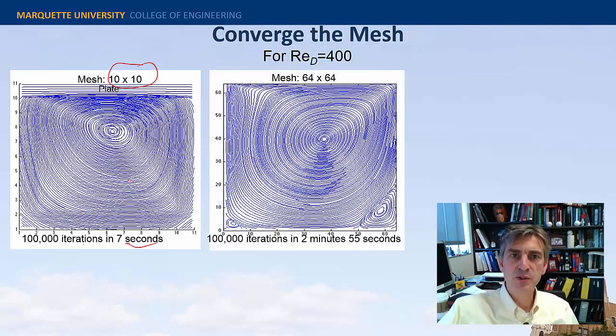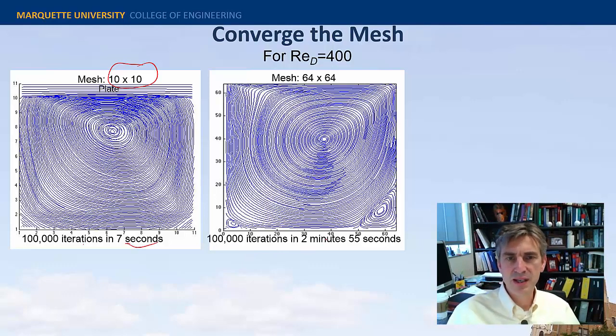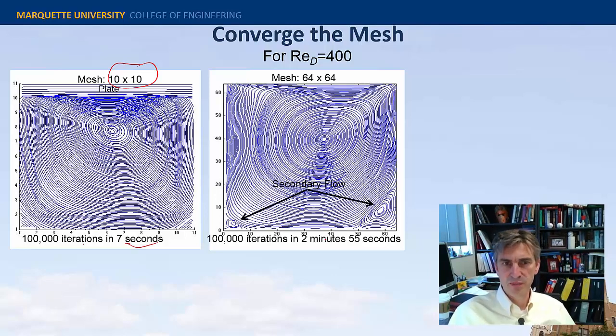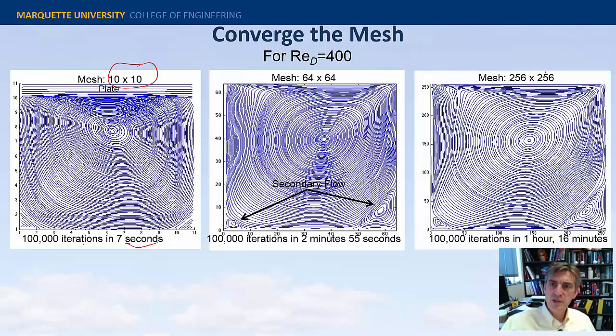Now I increased the resolution from 64 to 64, and lo and behold, we've got some new features. First off, it took 2 minutes, almost 3 minutes to do the same 100,000 iterations. And you can see we now have our secondary flow appear, so that's pretty cool. Now I went ahead and did 256 by 256. It looks pretty much the same. You know, discount the shading and the coloring and try to focus on the shape of these streamlines. And the streamline shape looks pretty much the same, as do big features like the center of this.